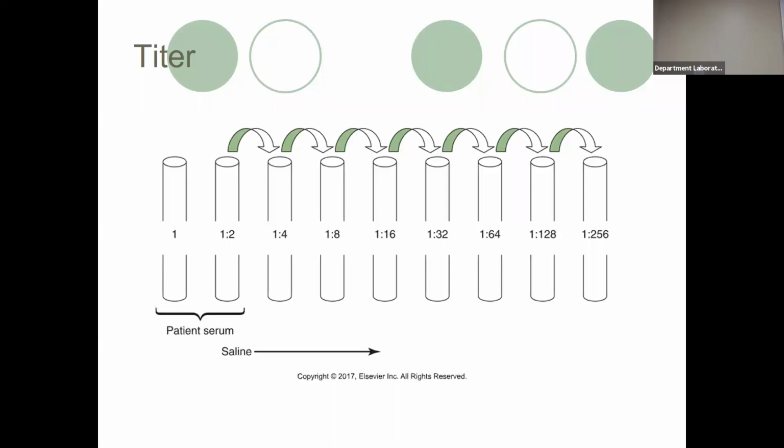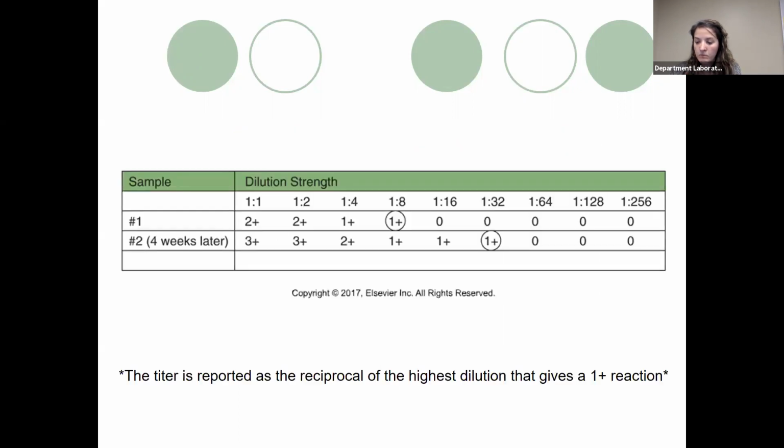After you get your serial dilution, you mix each of these tubes, 2 drops, with antigen positive cells. Whatever antibody you're titering, mix it with antigen positive cells, follow through AHG, and read for agglutination. Whatever tube has the 1+ reaction, that's your titer. Does that make sense to everybody? And it's the reciprocal. So for that last tube that has a positive reaction, if your 1 to 8 tube has a 1+ reaction, then your titer is 8. If it's 1 to 32, then your titer is 32.